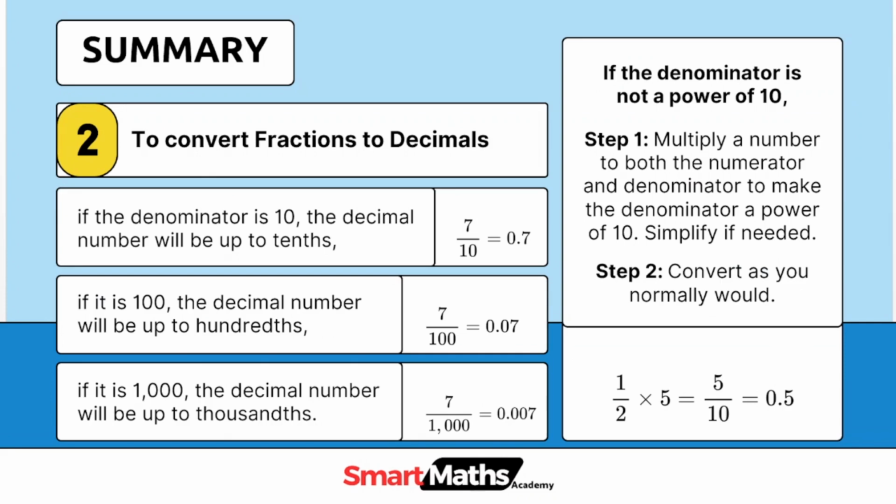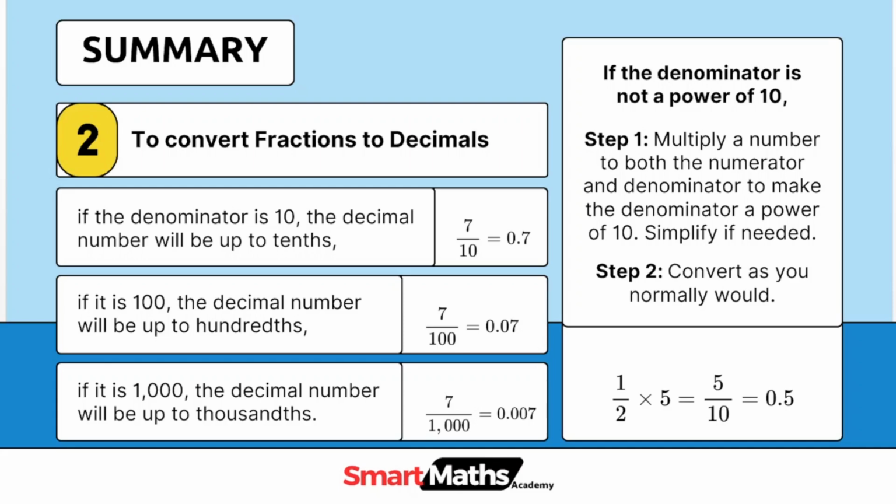The second one is that we've learned how to convert fractions to decimals. If the denominator is 10, the decimal number will be up to tenths. 7 over 10 is 0.7. 7 will be in the tenths place. If it's over 100, it's going to be in the hundredths place. If it's over 1,000, it's going to be in the thousandths place. So that's what we have.